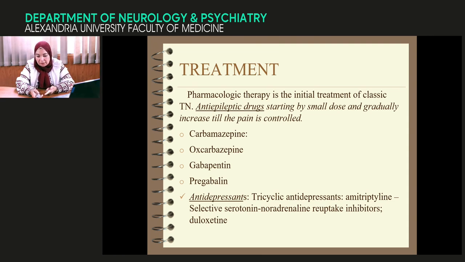What are examples of this pharmacological therapy? Carbamazepine, oxcarbazepine, gabapentin, and pregabalin. Also we use antidepressants along with antiepileptics. We use tricyclic antidepressants like amitriptyline, and selective serotonin reuptake inhibitors like duloxetine.